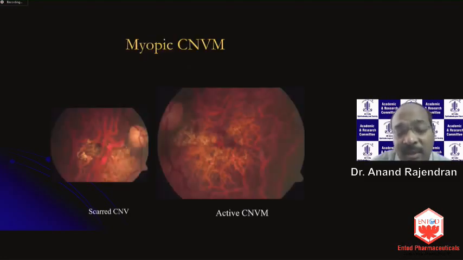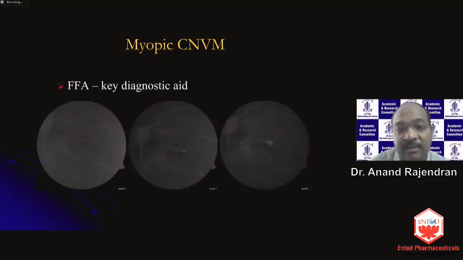Myopic CNVMs, I think this is one area where fluorescein angiography amongst all the CNVMs really plays a role, because sometimes with the myopic tessellation, the choroidal degeneration, it is difficult to make out that CNVM, and you can also have lacquer crack hemorrhages obfuscating the picture. So FFA really helps, and it's a key diagnostic aid. It gives us a clue.